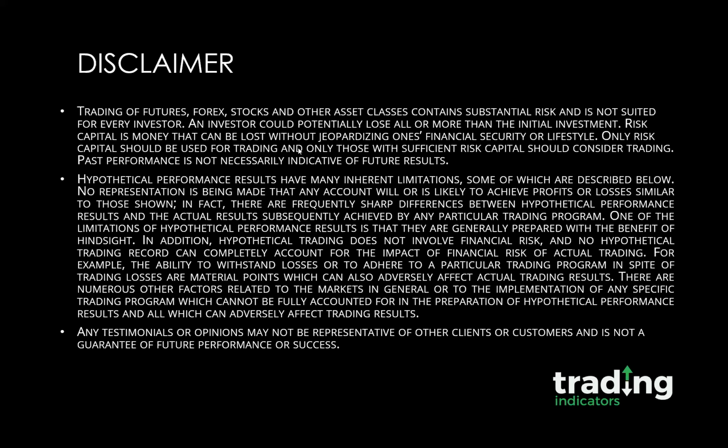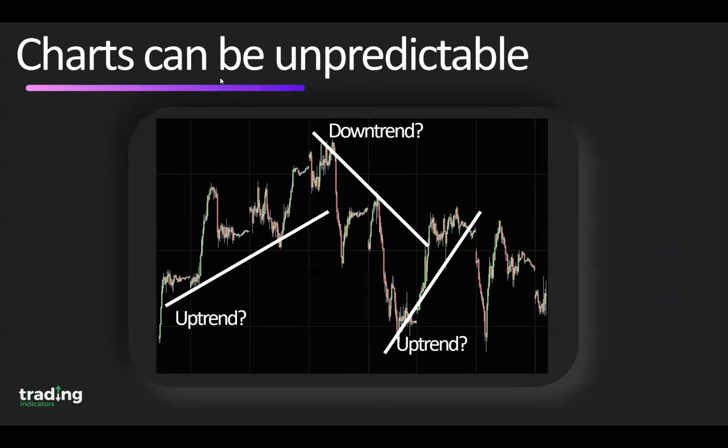So charts can be quite unpredictable, as you may know. Here we have an example of this where an uptrend, for example, quickly reverses into a downtrend and then reverses again into an uptrend and so forth. So there's seemingly no discernible pattern on your price chart.